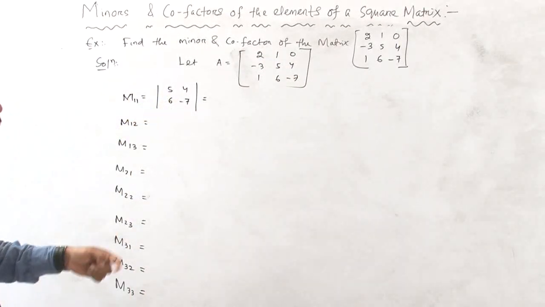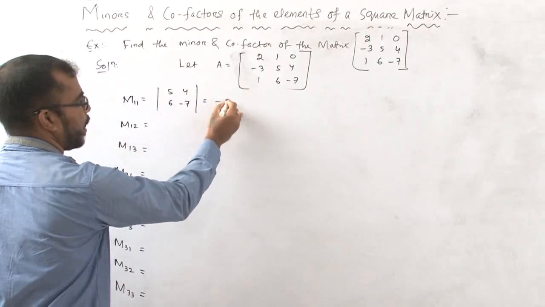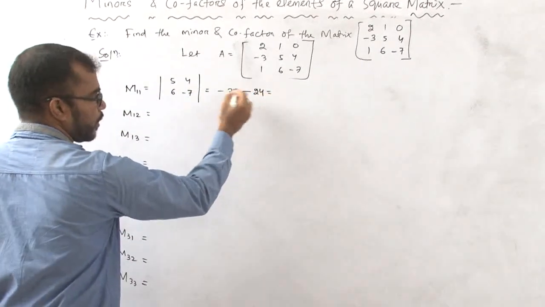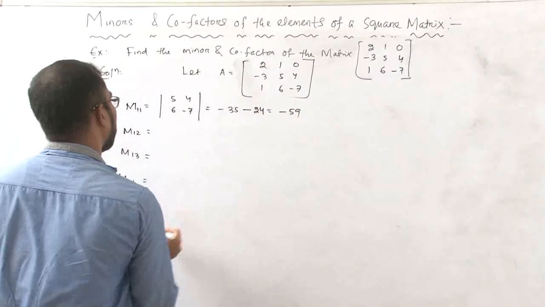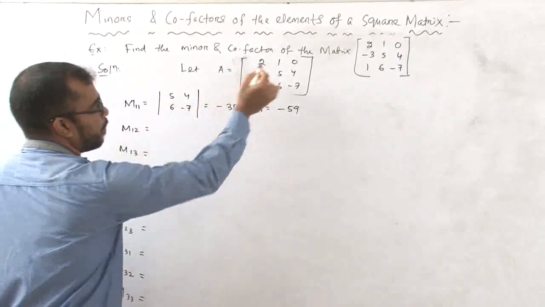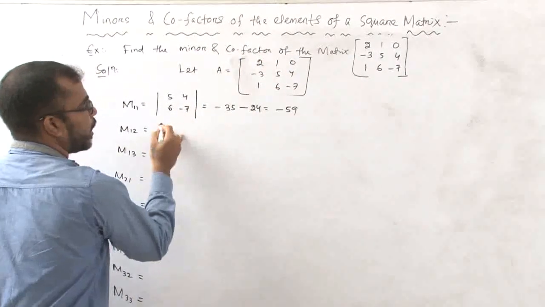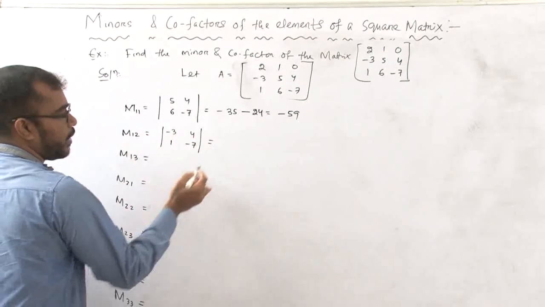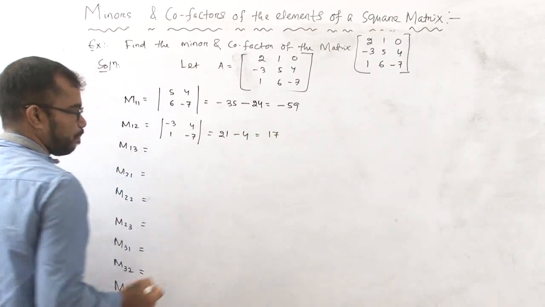Now expand this second order determinant: 5 into minus 7, that is minus 35, minus 6 into 4, that is 24. Now we calculate them, minus 59. So this is the value of M11. Similarly, M12 means the position of 1, 2. If we delete the row and column of this element, we get minus 3, 4, 1, minus 7. If we calculate them, then we get 21 minus 4, that is 17.